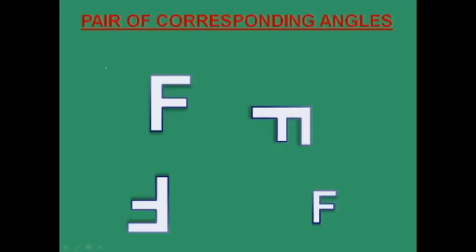For identifying corresponding angles, remember the English alphabet F. Here, consider these two lines of F to be parallel lines, and this horizontal line is a transversal. The angles between this transversal and these two lines are corresponding angles. So remember, corresponding angles are always between these two lines and this transversal of the English alphabet F.